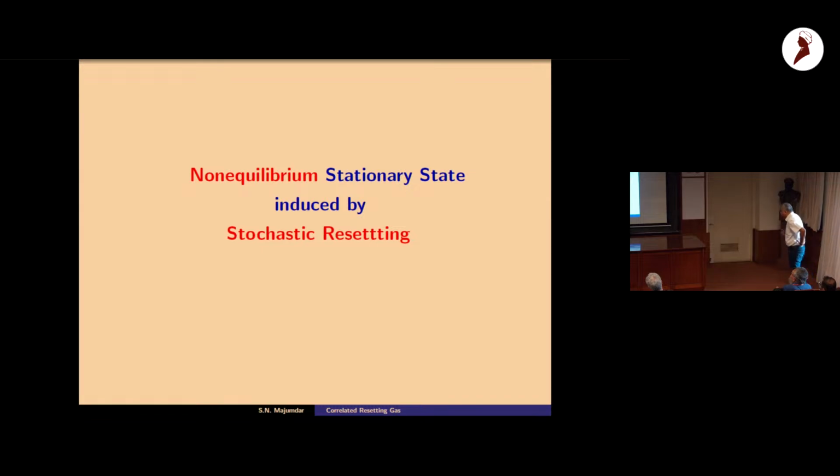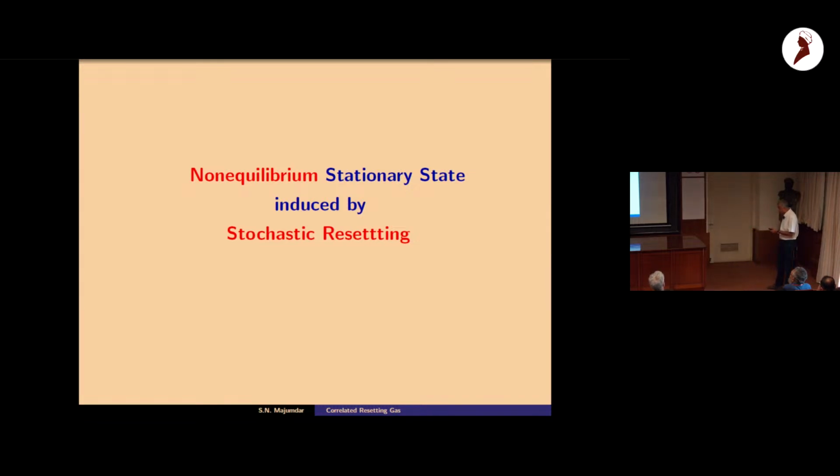So now what I'll do is, so far I was talking about thermal equilibrium, and now I want to talk about the non-equilibrium stationary state, again a sort of correlated gas, and this correlation actually is induced by stochastic resetting. I know there will be many talks on stochastic resetting in this conference, so I just wanted to tell you a little bit of overview, not all aspects of it, just to motivate this problem here. So stochastic resetting, this was essentially the motivation for studying it.